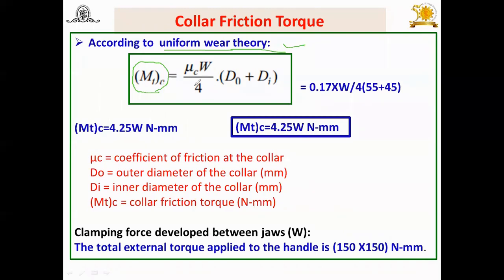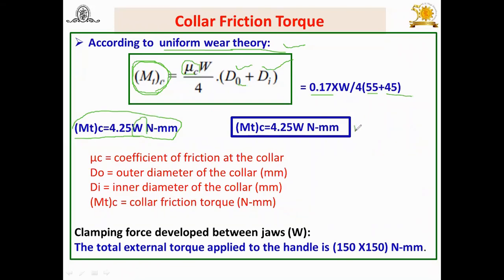According to uniform wear theory, MTC is equal to mu c W by 4 into (dO plus di). To find the torque required to overcome the collar friction, we have to use uniform wear theory. Even if it is not mentioned in the problem, always use uniform wear theory. Yesterday we discussed this. dO is given, di is given, that is 55 and 35, and mu c is given as 0.17. So you have to find the MTC in terms of W.